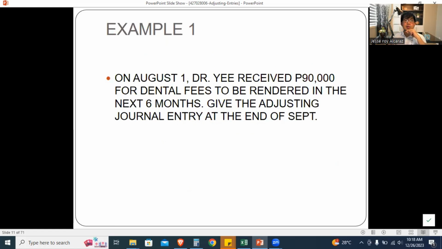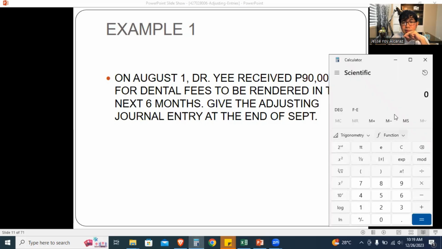Example, on August 1, Dr. Yi received 90,000 pesos for dental fees to be rendered. Okay, so therefore, this is an advance payment in the next 6 months. Give the adjusting journal entry at the end of September. Okay, so August 1 siya gihatag and ang 90,000 is good for 6 months. Therefore, from August to September, there is 2 months nga nilabay na anay portion nga ma-earn nato.